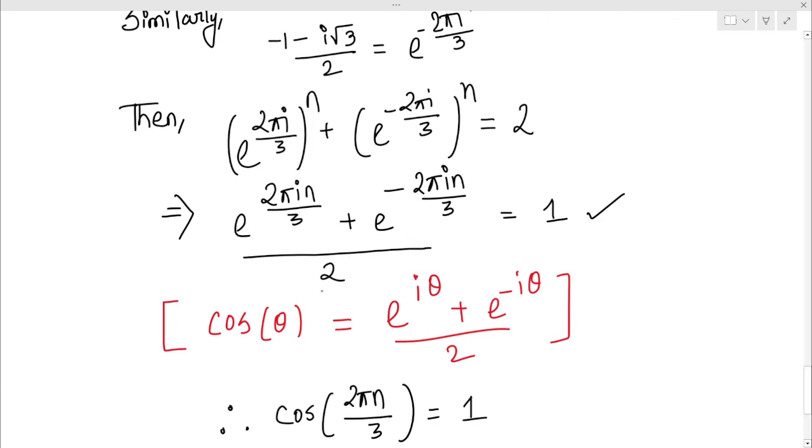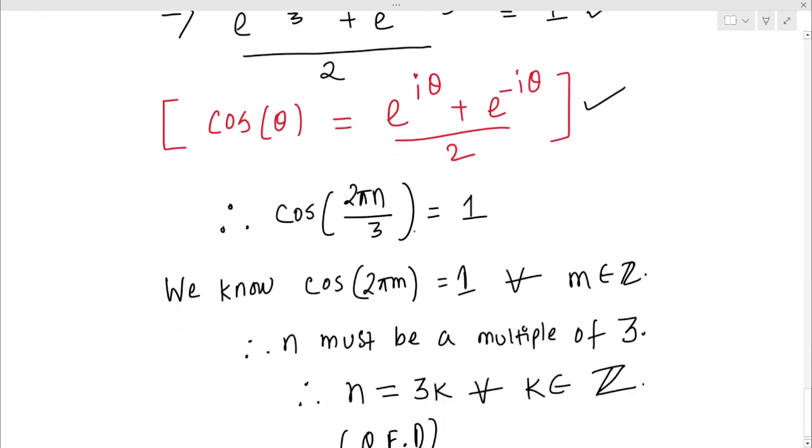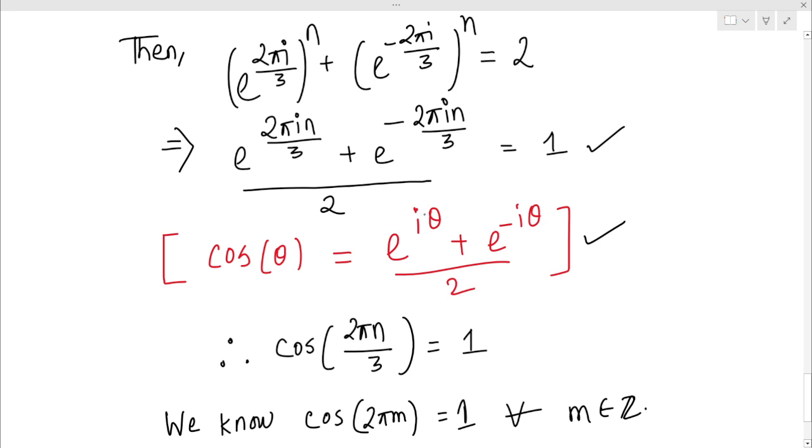Notice the formula that cos theta is equal to (e to the power i theta plus e to the power minus i theta) by 2, something which you should memorize. This is something you are going to use a lot while doing complex number problems, and it can also be derived directly from Euler's formula. Just try putting theta as minus theta and then add the two equations. From this we can conclude that this equation is nothing but cos of 2 pi n by 3, because we just used the formula here.